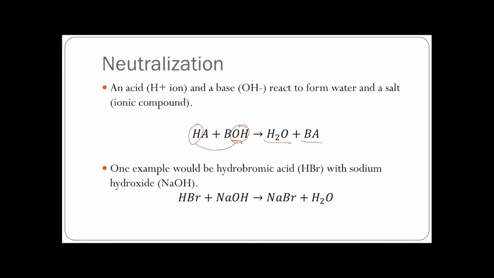We have an example here, which is hydrobromic acid with sodium hydroxide. So the HBr plus NaOH makes NaBr and water. So the H bonds with the OH, the Na bonds with the Br. The key component to remember from this one is the fact that there's going to be an ionic compound and water. If you see those two things, you know that it's neutralization.